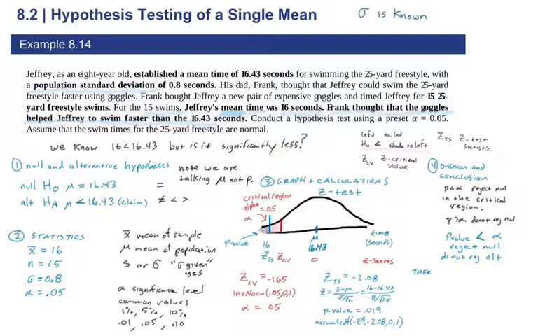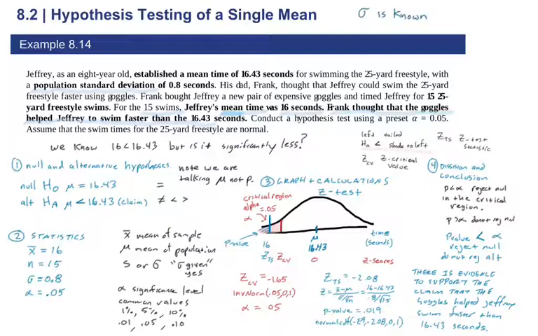In the last section, there's that diagram table that tells you how to write up the conclusions, and that's where I'm getting this prompt. So we could say there is sufficient evidence to support the claim that the goggles help Jeffrey swim faster than 16.43 seconds.